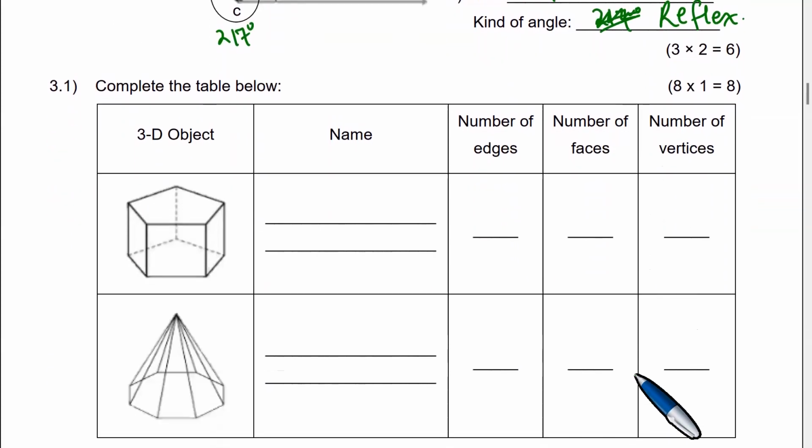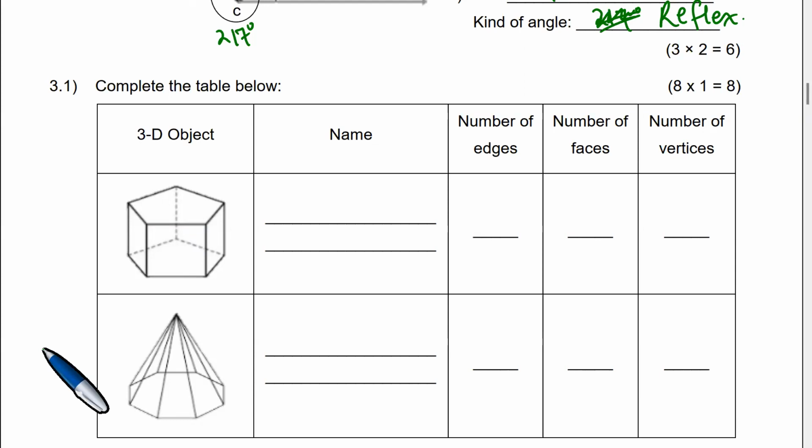If you look at 3.1, complete the table below. If you look at the 3D object, the name must be given, the number of edges, the number of faces, and the number of vertices. We're discussing this paper together. What is the name of this 3D object?